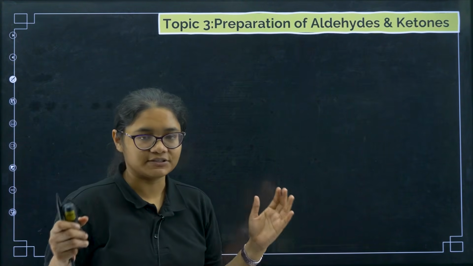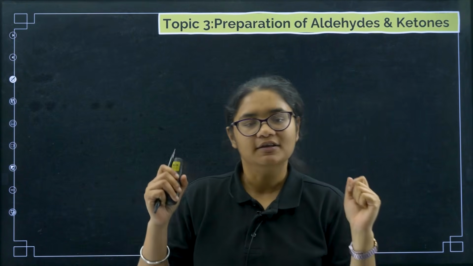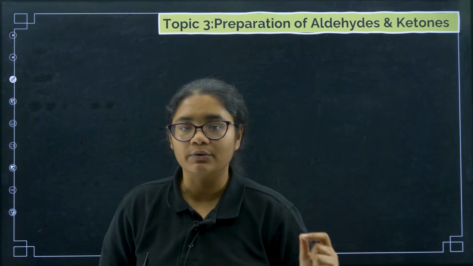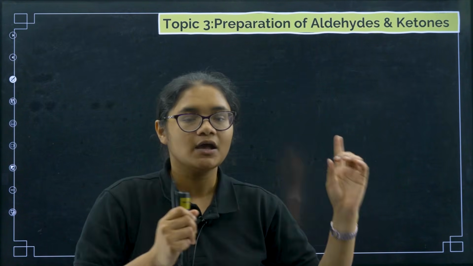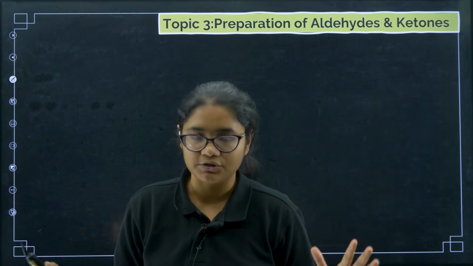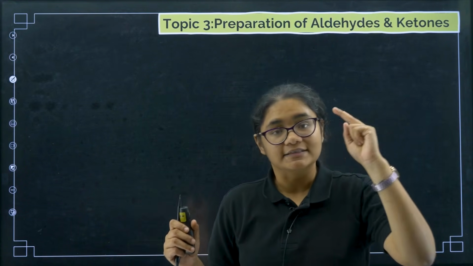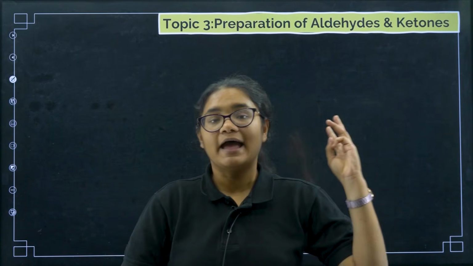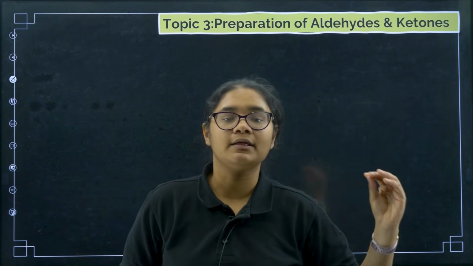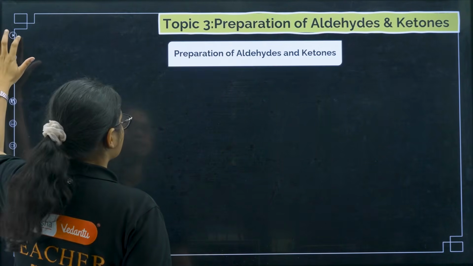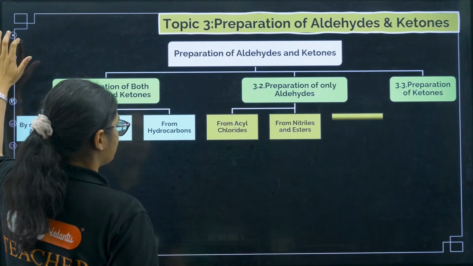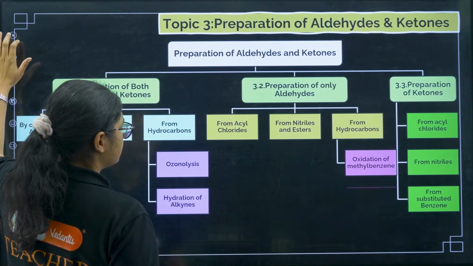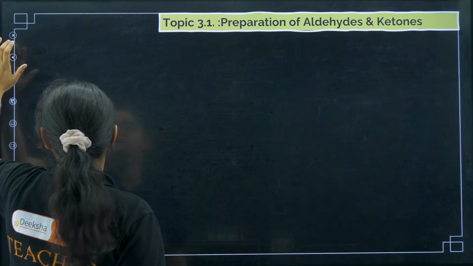Now we will go to preparations of aldehydes and ketones. As I told you, in preparation we are going to study three different parts. One, methods for preparation of both aldehydes and ketones. Second, the preparation of only aldehydes. And third, the preparation of only ketones. Let's start quickly. This flowchart, I want all of you to draw it so that while revising you can easily revise from it.